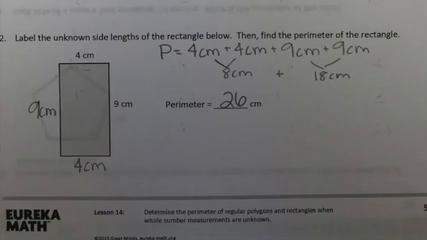Moving on to 2, as you know, a rectangle has two sets of equal sides. So right here it gives you 4 centimeters and 9 centimeters, making you know that the other two sides are 4 centimeters and 9 centimeters as well. When I added up the sides, I put the like numbers together, so 4 plus 4, and then 9 plus 9. I had 8 plus 18, and I found the total perimeter to be 26 centimeters.